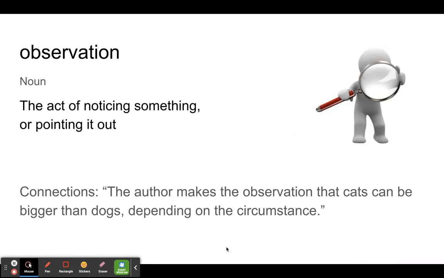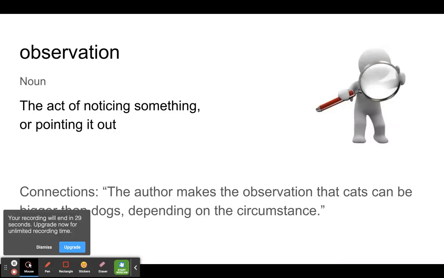Last one is observation: the act of noticing something or pointing it out. This guy's observing with a magnifying glass. And so this one I'm sure you know already, but use it when you're analyzing your text. Use it to talk about what the author is doing. The author makes the observation that cats can be bigger than dogs depending on the circumstance, because you're trying to help explain to someone else what this author is doing.